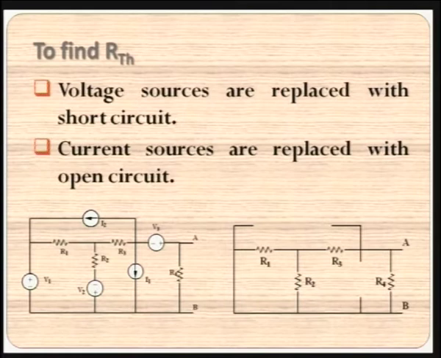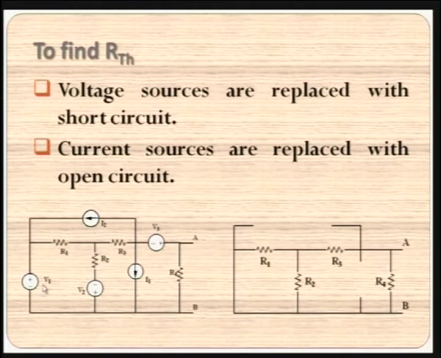To find the Thevenin equivalent resistance RTH, the voltage sources are replaced with short circuits, and the current sources are replaced with open circuits. Though we mention these 2 points in words, it is well understood when we have a look at the circuit that is shown here. Have a look at this circuit.